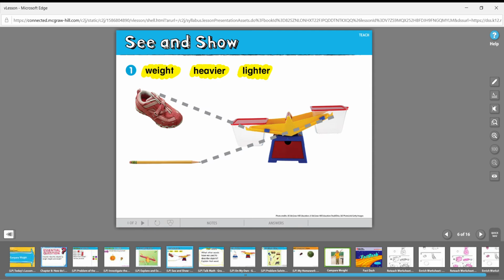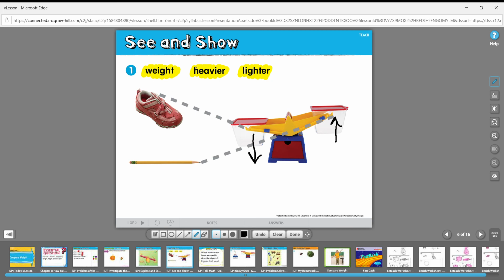See and show. Now on the see and show page, they are showing you the balance scale, and they're showing you two different things. Compare the objects, which is heavier and which is lighter. You are going to trace the line from each object to the place on the balance scale that will show its weight. Now remember, if the balance scale is tipping down, that's the heavier side. If it is tipping up, that's the lighter side.